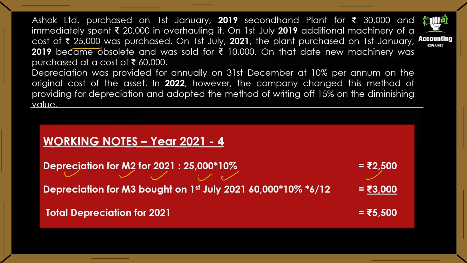Now we have purchased another machinery in the year 2021 on 1st July. On that date, new machinery was purchased at a cost of rupees 60,000. So we have to charge depreciation from 1st July to December 31, that is 6 months. We are going to name that machinery M3, the new machinery. Depreciation for M3, bought on 1st July 2021, is 60,000 into 10% into 6 by 12, for 6 months, which comes to 3,000. So total depreciation for the existing machinery, that is M2 and M3, for 2021 is 5,500. This becomes our working note 4.